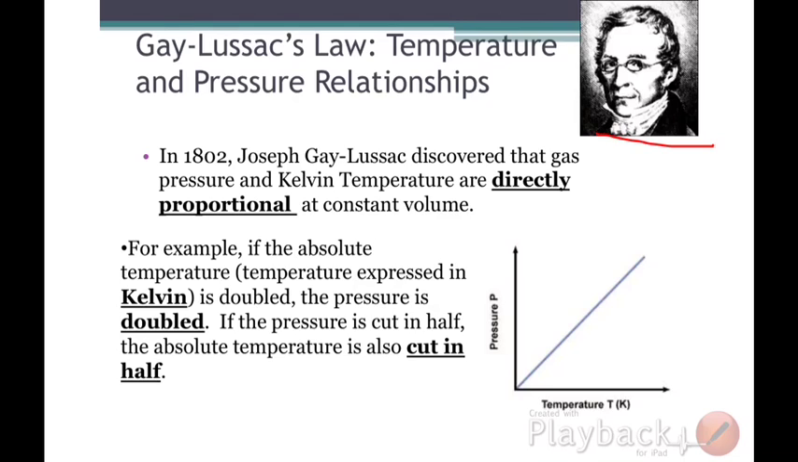He found that gas pressure and Kelvin temperature are directly proportional at constant volume. For example, if the absolute temperature, that's temperature expressed in Kelvin, not Celsius, is doubled, the pressure is doubled. If the pressure is cut in half, the absolute temperature is also cut in half. Those are just examples. If the temperature was tripled, the pressure would be tripled, and so forth.